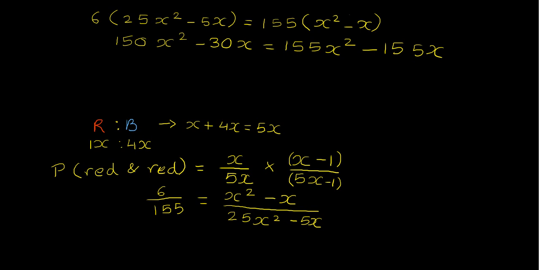At this point I'm going to try and get everything to one side. The way I make my decision is I look at the coefficient of x squared. So the coefficient of x squared over here is 155. The coefficient of x squared over here is 150. And I get rid of the smaller of the two coefficients. So I'm gonna get rid of 150x squared. So I'm gonna subtract 150x squared both sides.